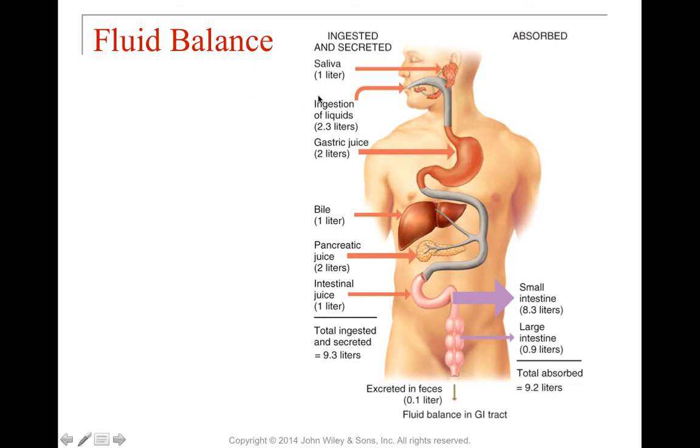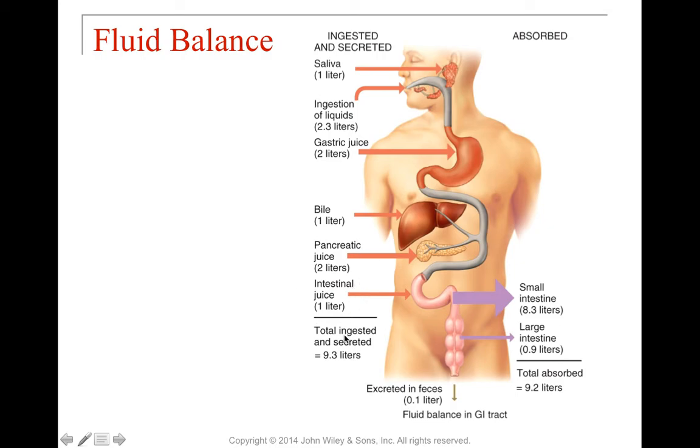So saliva, we're making approximately 1 liter a day that gets swallowed into our stomach. We're making approximately 2 liters of gastric juice a day. We're supposed to be drinking approximately 2 to 3 liters of liquids a day. Additionally, we're making 1 liter of bile, 2 liters of pancreatic juices, and 1 liter of intestinal juices.